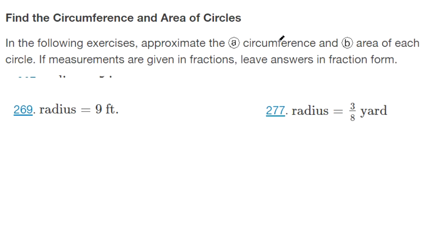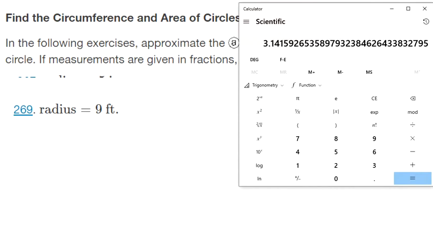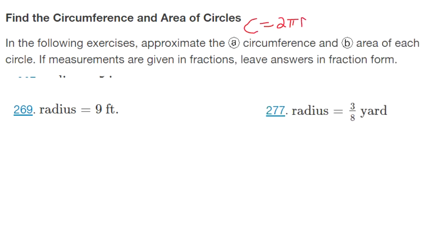We're asked to find the circumference and the area of each circle. The circumference formula, so we'll say capital C for circumference, is 2 times pi times r. And pi is just a plain old number. You can get it out of your calculator. There it is. There's an approximation of pi, okay, because it keeps going. We don't find an end to it.